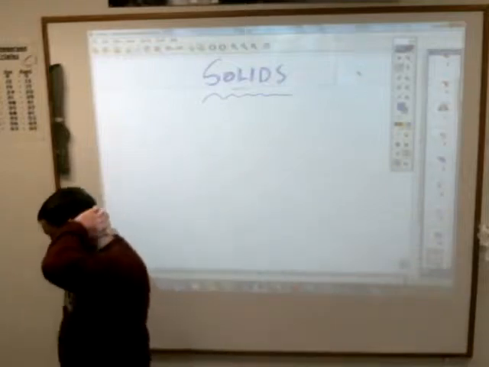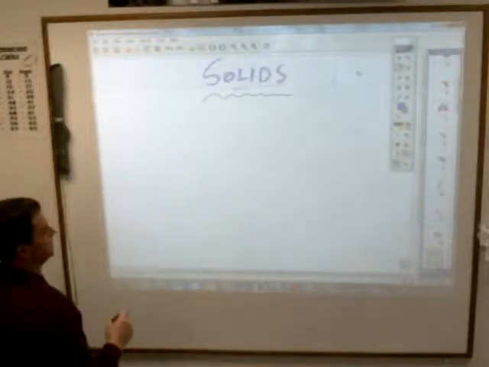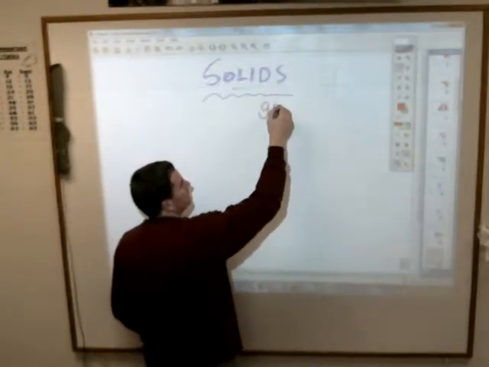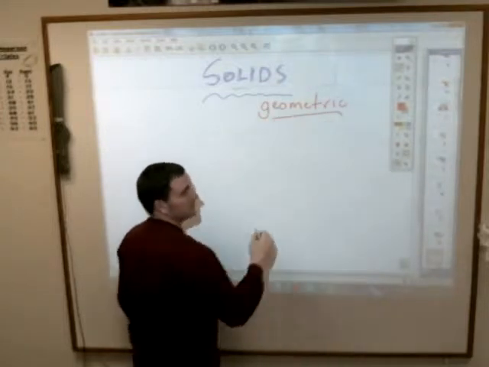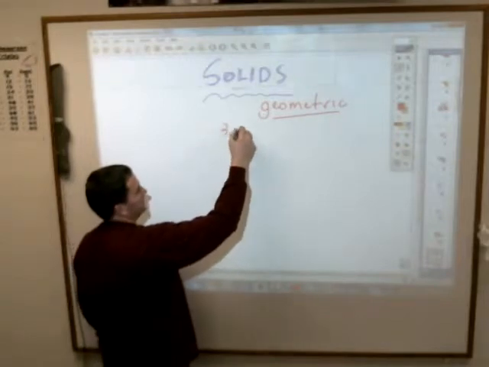Just hopefully we'll get to draw some shapes. I'm going to try to show you how to draw a couple things here. In math, when we talk about solids, does anybody know what we're talking about? Actually, the technical name is geometric solids. Solids, when we talk in math, are three-dimensional shapes.